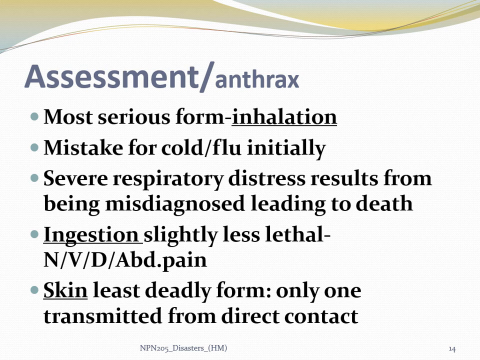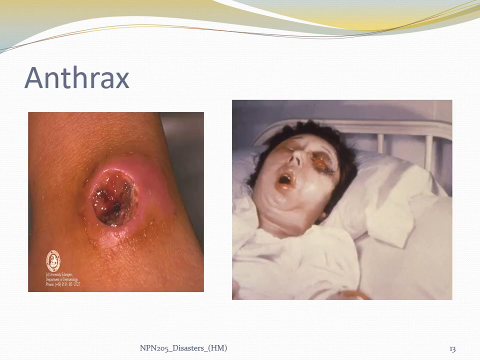It's the only one that can possibly be transmitted via direct contact. There are painless lesions, usually on the head, hands, and arms, that develop into these black-centered blisters and then ulcerate out, just like the picture we just saw here. Okay.